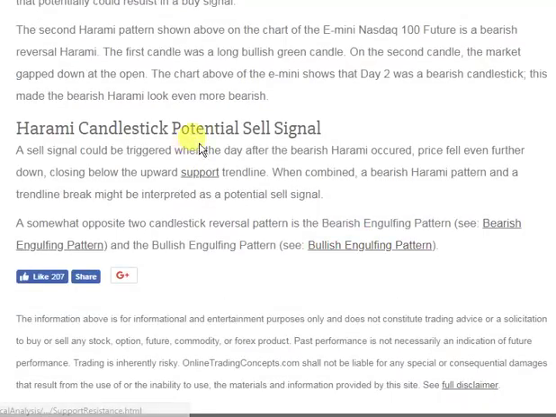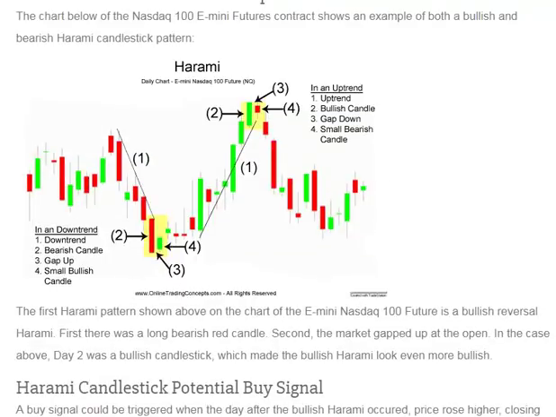And then it says, Harami candlestick potential sell signals. A sell signal could be triggered when, the day after the bearish Harami occurred, price fell even further down, closing below the upward support trend line. When combined, a bearish Harami pattern and a trend line break might be interpreted as a potential sell signal. So guys, they had that trend line here. We had the Harami, and then we also broke through the trend line. That was going to show us that we were going to move down. That's a really big deal right there. Here we had a trend line moving down. We had our Harami, we broke it and we moved up. So just pay attention to those things.